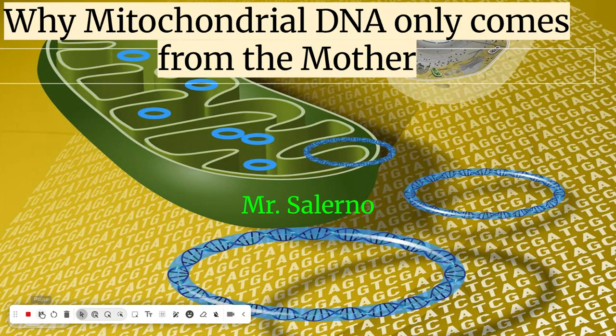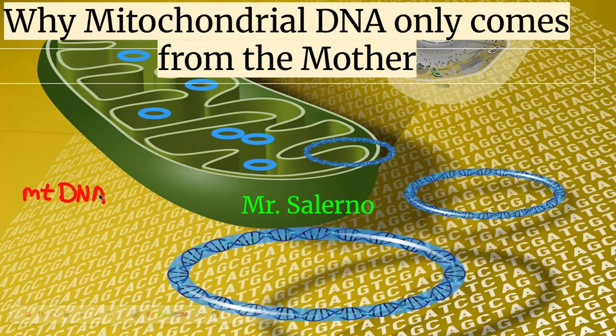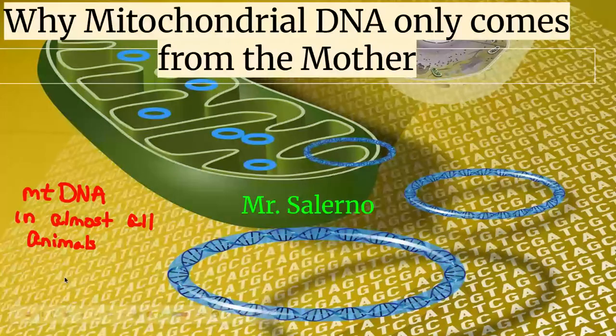So let's write that down. Get my pen ready here. Maybe we'll use red. So, the mitochondrial DNA, right? Where should we write it? Right over here. Mitochondrial DNA comes from the mother only in almost, there are some exceptions, all animals. So, not just humans, even insects. And again, there are some exceptions.